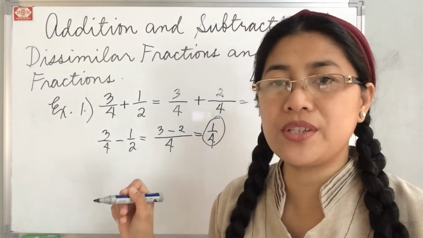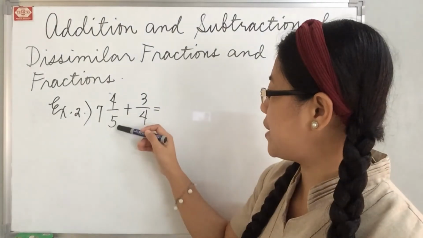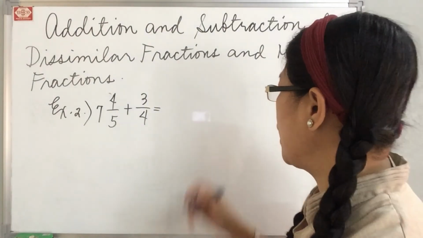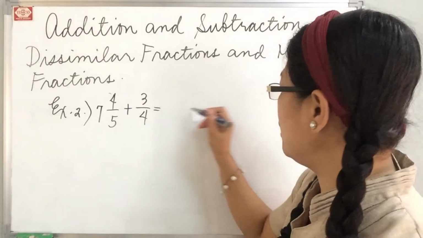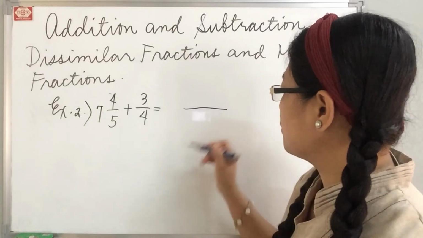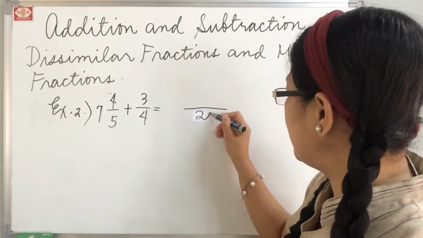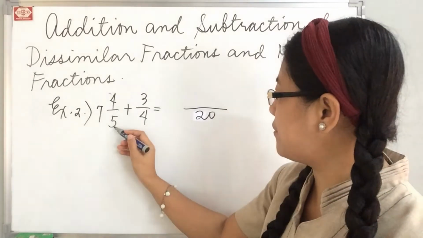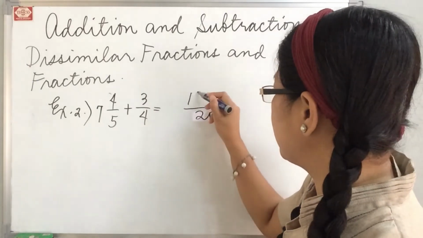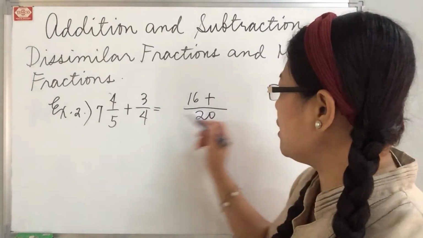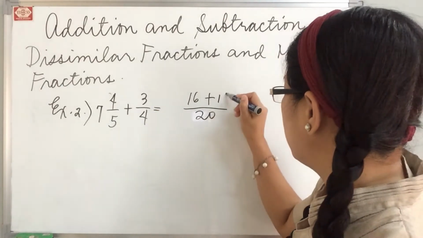Okay? Now, let's go to the next example. We have here 7 and 4/5 plus 3/4. So, let's find the LCD. Let's do first the fraction, okay? Let's find the LCD. What's the LCD of 5 and 4? 20. Okay, so 20 divided by 5, that is 4. And 4 times 4, 16. And then add 20 divided by 4 equals 5. And 5 times 3, that is 15.